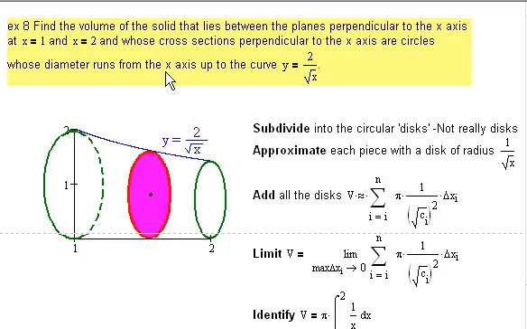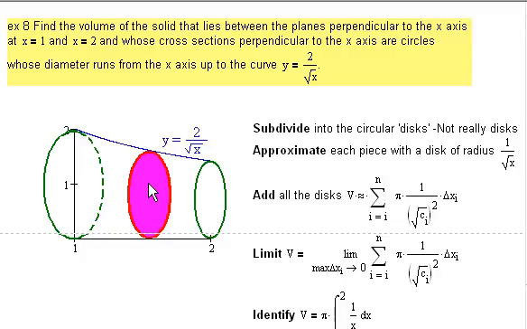An interesting problem. Find the volume of the solid that lies between the planes perpendicular to the x-axis at x equals 1 and x equals 2. So here's x equals 1, here's x equals 2, and these are planes perpendicular to the x-axis, and whose cross-sections perpendicular to the x-axis are circles, like I have drawn in here.